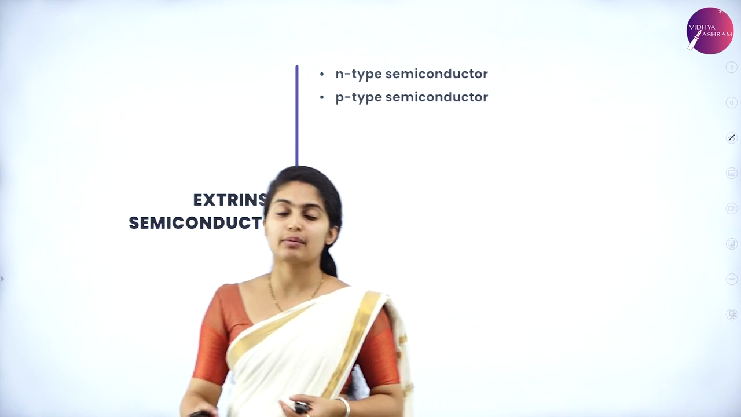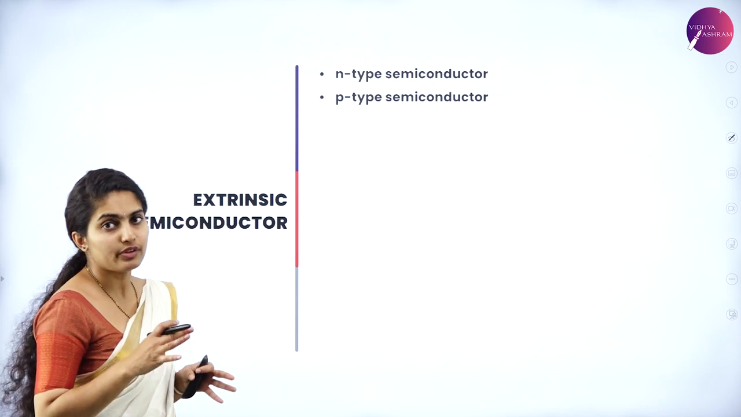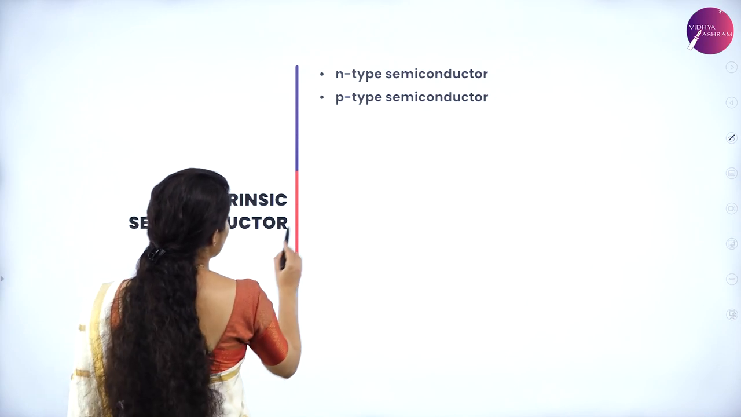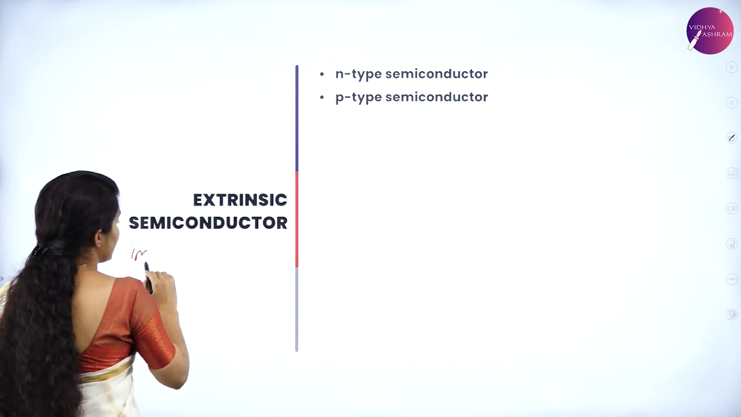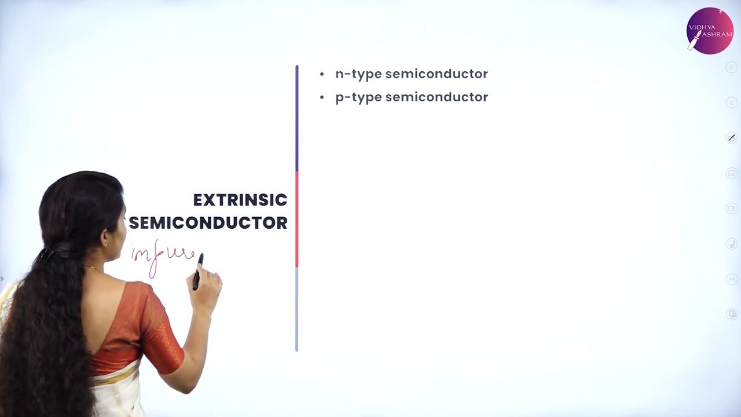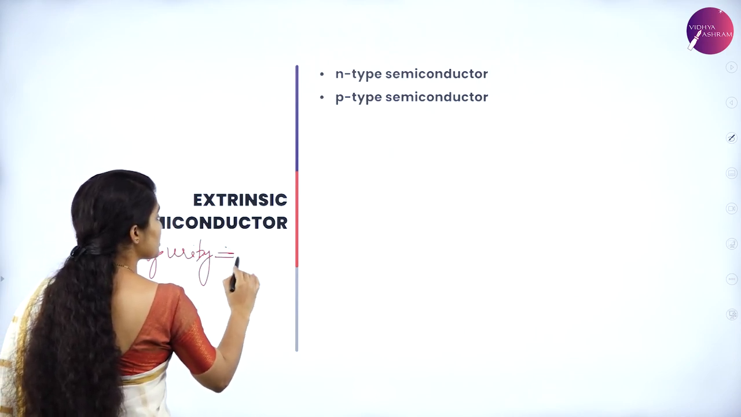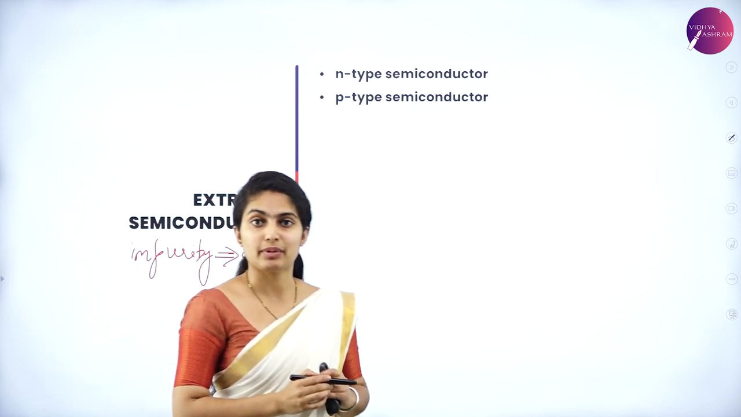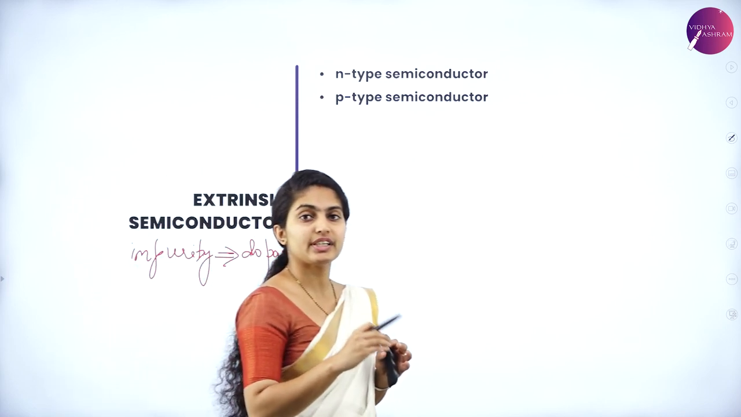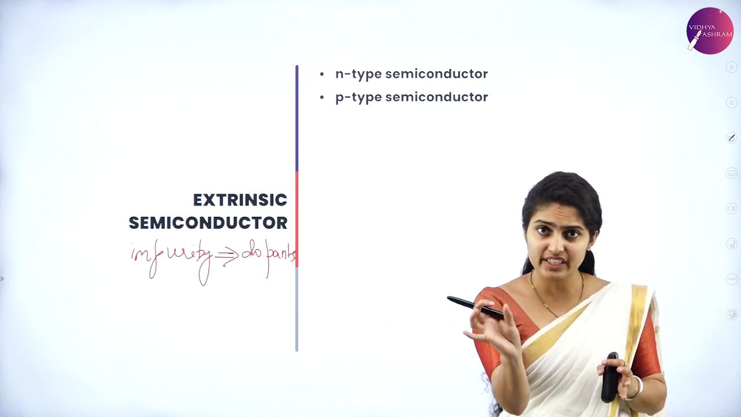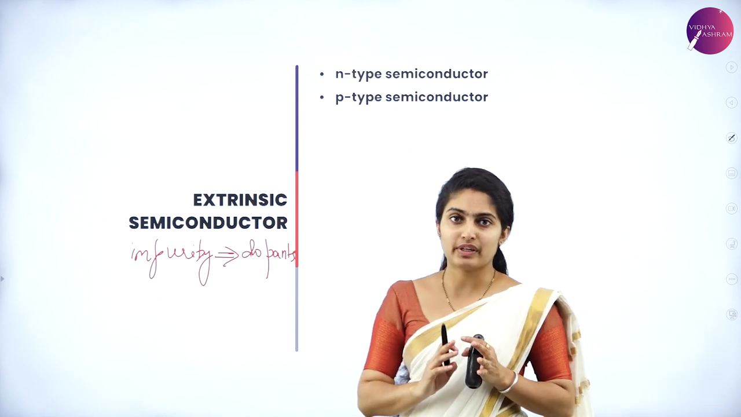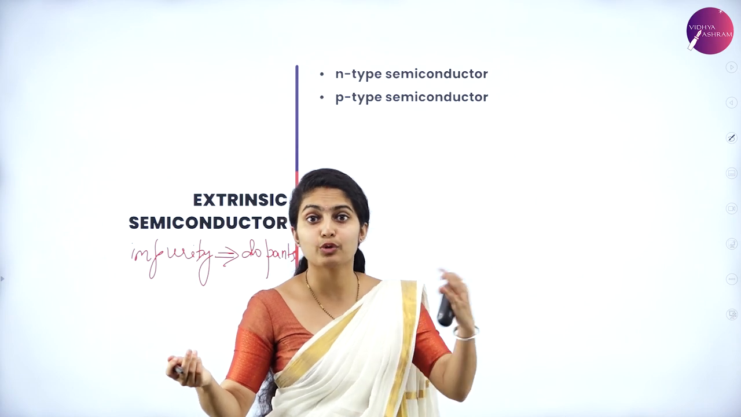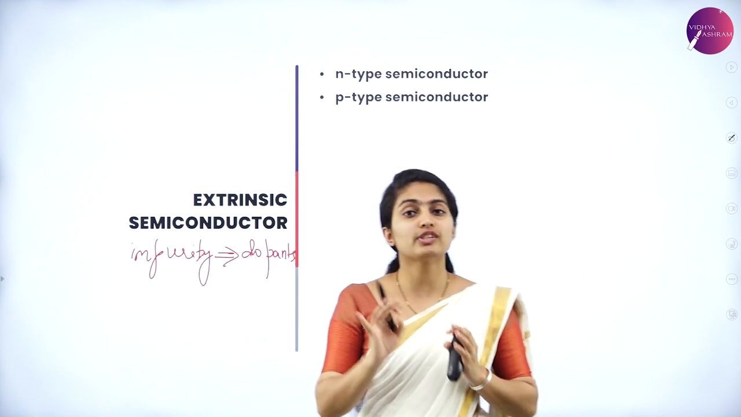When you go for extrinsic semiconductors, here you have two types, that is n-type as well as p-type semiconductors. An extrinsic semiconductor is an impure one. That means you are adding an impurity, which is called a dopant, to make n-type and p-type semiconductors. The impurities can be group 5 elements or group 3 elements from the periodic table. Those are called dopants.